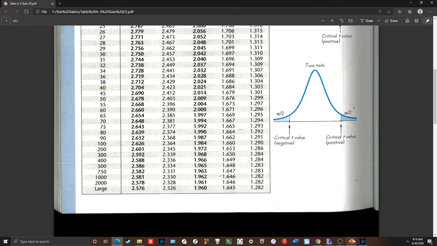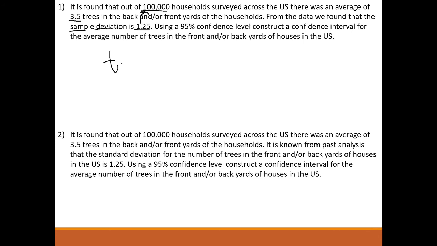But again, you would use a t-score in this case because your sample deviation applies to your sample, not the entire population.